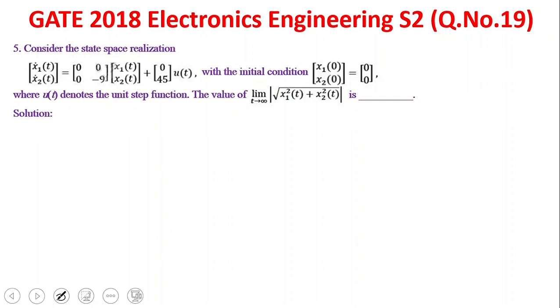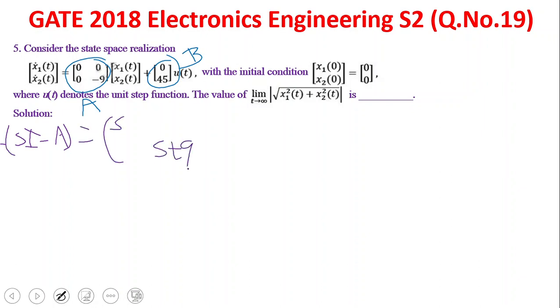So as usual, we know this is matrix A, this is matrix B, and this is x of 0. So we need to find out x of t. For finding x of t, what is required is sI minus A. So first we will write sI minus A. So sI minus A is [s plus 9, 0; 0, s]. So the next step is to find out (sI minus A) inverse.